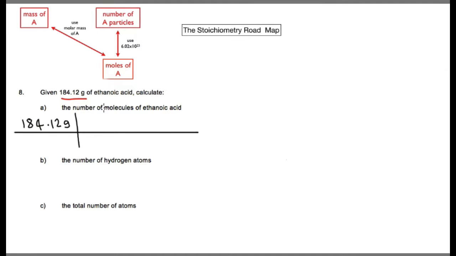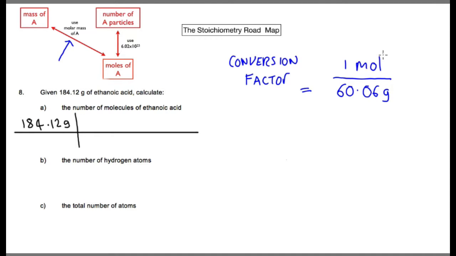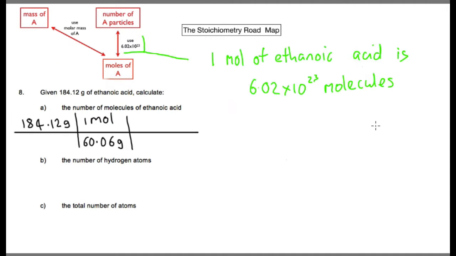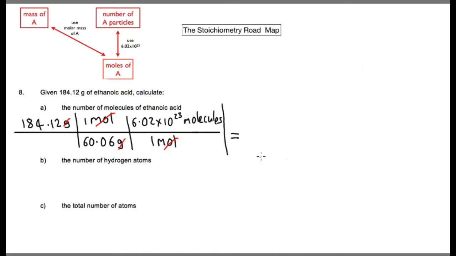So to start with, we've got the mass of ethanoic acid, and we're going to use the molar mass to convert to moles. The molar mass of the ethanoic acid is 60.06 grams per mole. So the conversion factor we'd use is 1 mole over 60.06. And then we want to calculate the number of molecules, so we use Avogadro's constant. We know that 1 mole of ethanoic acid is 6.02 times 10 to the 23 molecules of ethanoic acid. The conversion factor would be Avogadro's constant over 1 mole. Put it in, and you do the math.